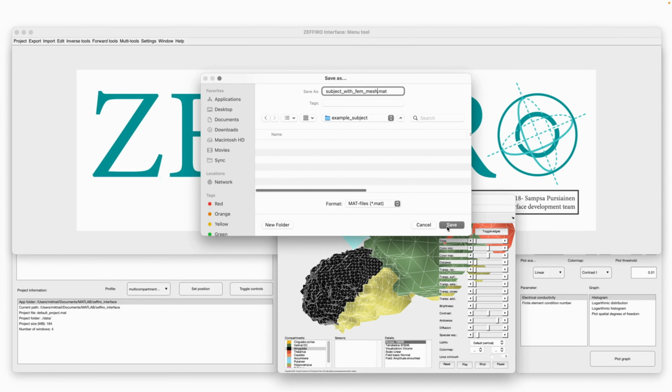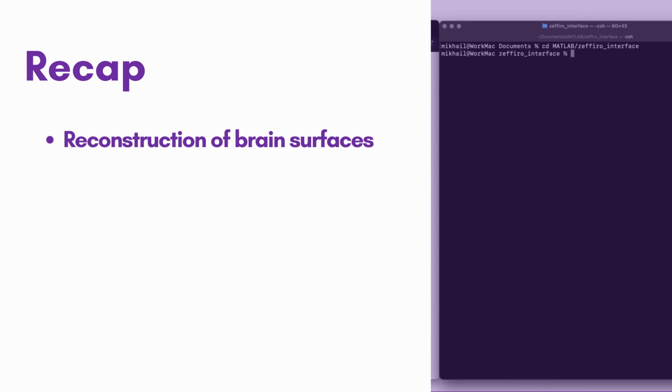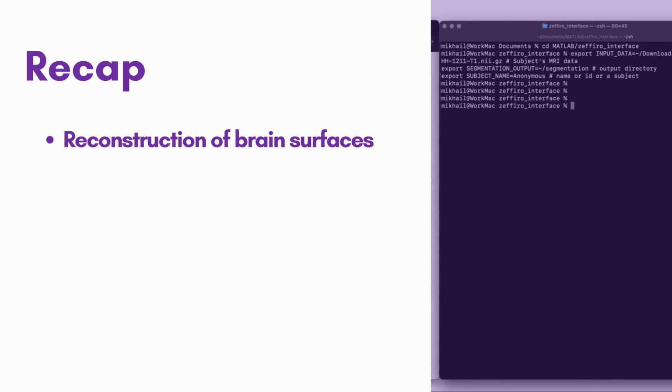And that is all for today. To recap, in this tutorial, we've successfully navigated through several crucial steps to prepare our patient data for TES optimization. Here is a brief overview of what we accomplished. We initiated the process by reconstructing the cortical surfaces and transforming raw MRI data into a detailed 3D format.